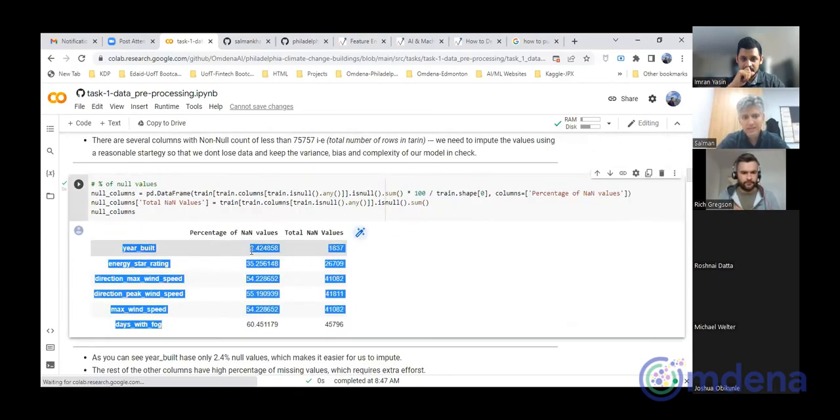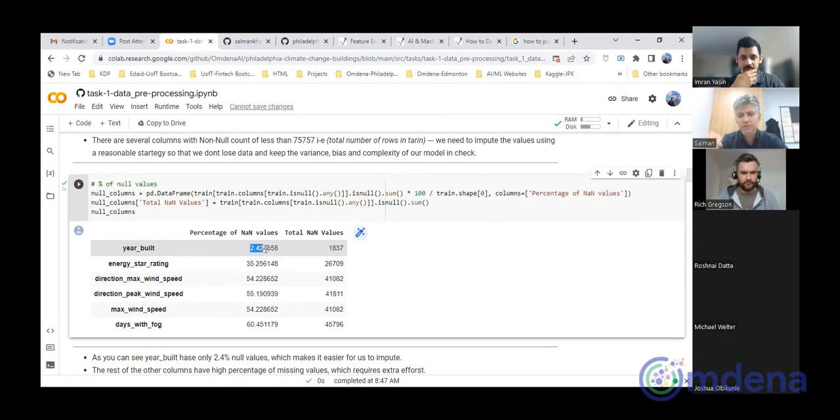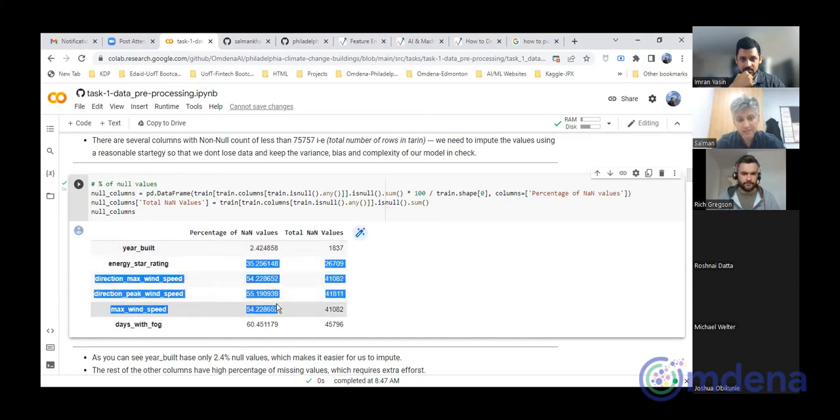Over here, you can see year built has about 2.4% values missing. Energy Star has 35, and so on. This is the easiest one we can deal with, because this is just 1,837 rows out of 75,000, which means if we just get rid of those rows, that would be more efficient and time saving, and we would not lose a lot of variability this way. So getting rid of these rows would be handy, and we can fix one of the columns very easily. But the remaining other columns have 60% missing.